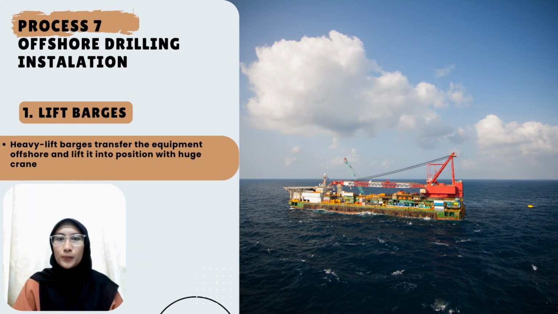Process 7 is placing offshore platforms in the sea. There are two main methods for offshore installation, which are number 1, lift barges. Heavy lift cranes have been used for installation in offshore oil and gas fields for many years. Heavy lift barges transfer the equipment offshore and lift it into position with huge cranes.